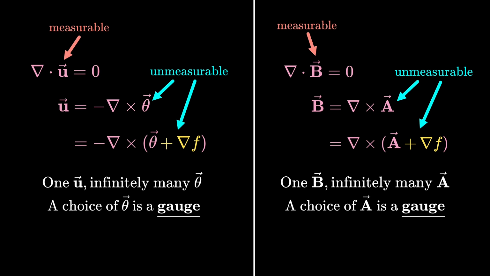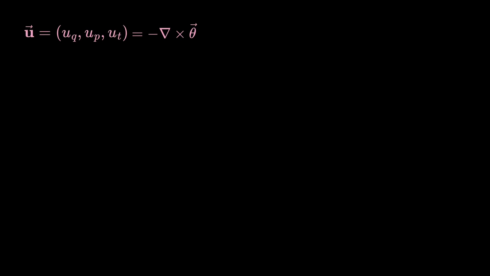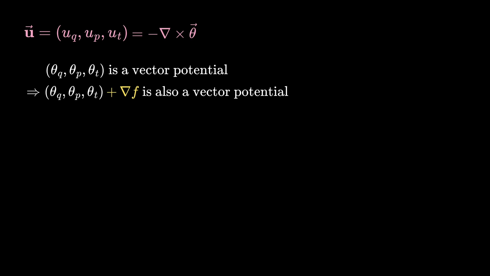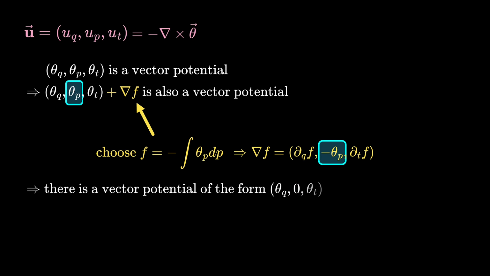The fact that theta is unmeasurable can be used to our advantage. Given u, we want to find that vector potential theta. Let's say we have found a theta. We can add a gradient and it will still be a valid vector potential. By choosing this function cleverly, we can make sure the second component of its gradient cancels what we originally have for theta. This procedure guarantees we have a vector potential with the second component 0.